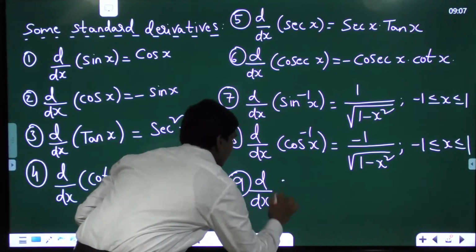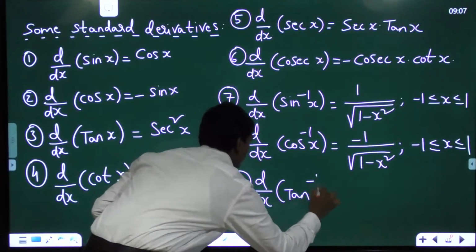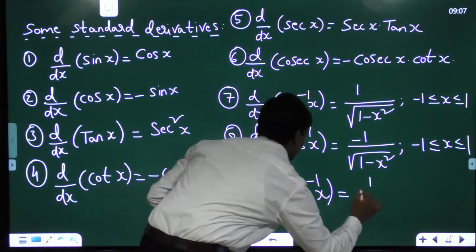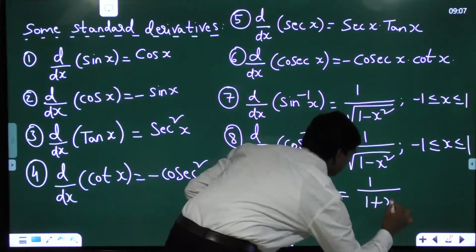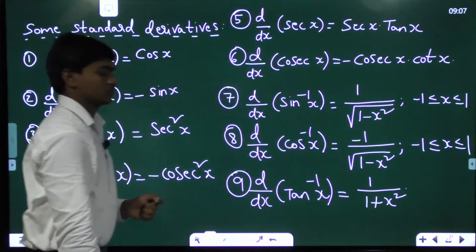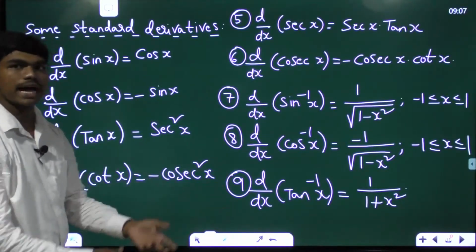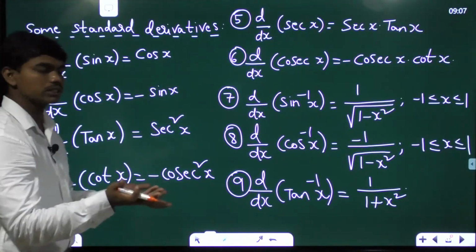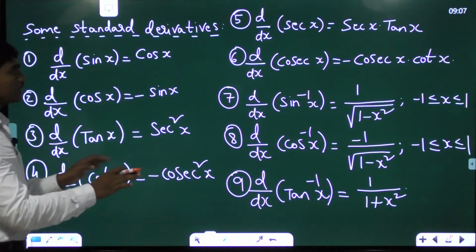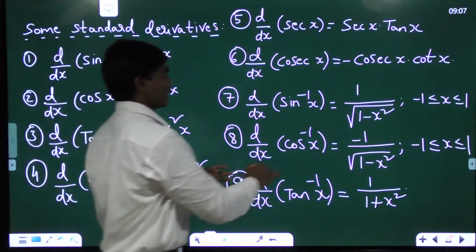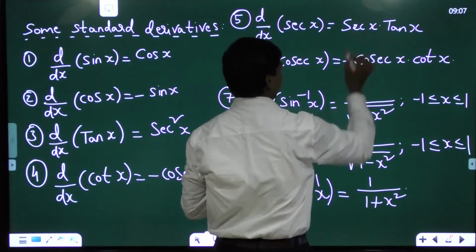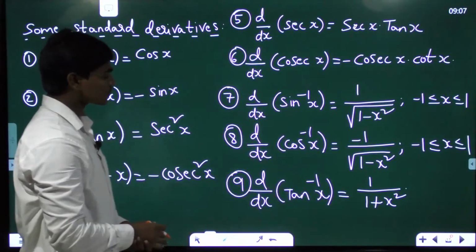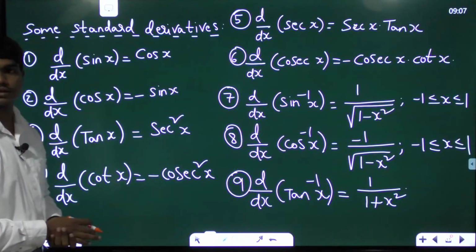D by dx of tan inverse x is 1 by 1 plus x square. And x could be any value here, because tan changes from minus infinity to plus infinity, so there is no issues. So I'll give you a minute here to take all this 9 points, and later we'll go for some more differentiation formulas.